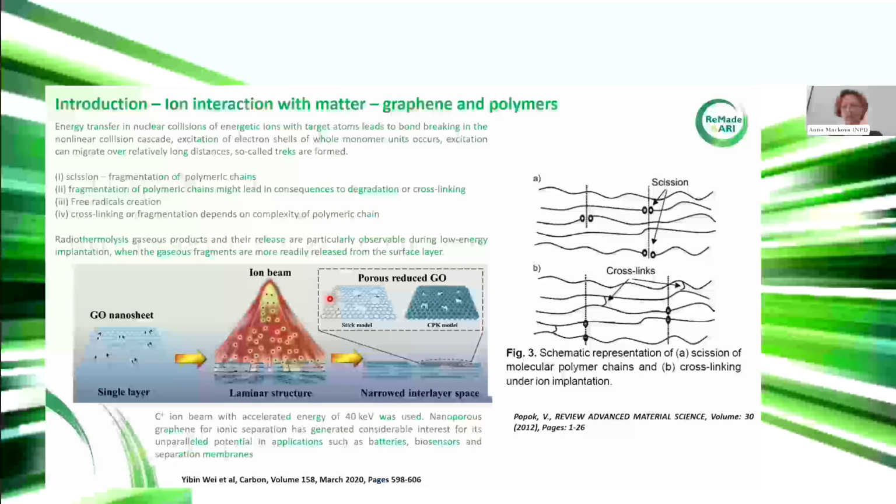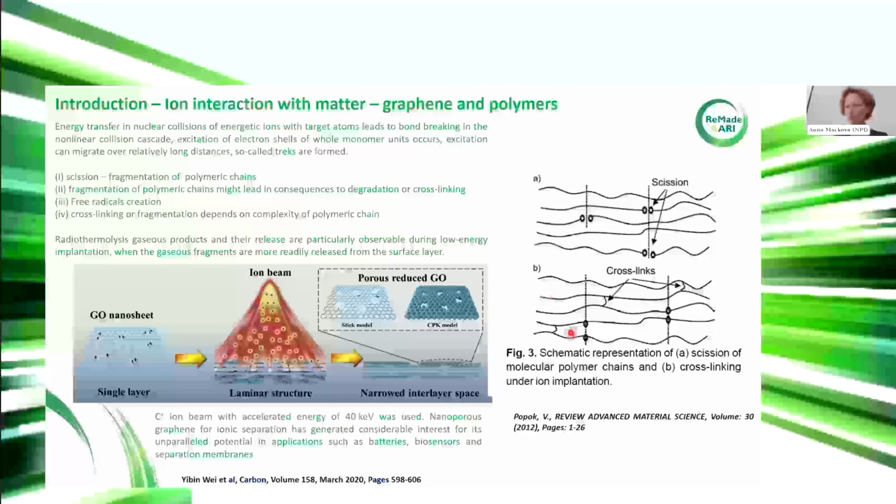So here is also an example of how ion irradiation generally modifies carbon-based materials. Here we have the example of polymers. In the case of polymers, we know that we have several monomers which are connected to each other, and it depends on the complexity of the monomer.